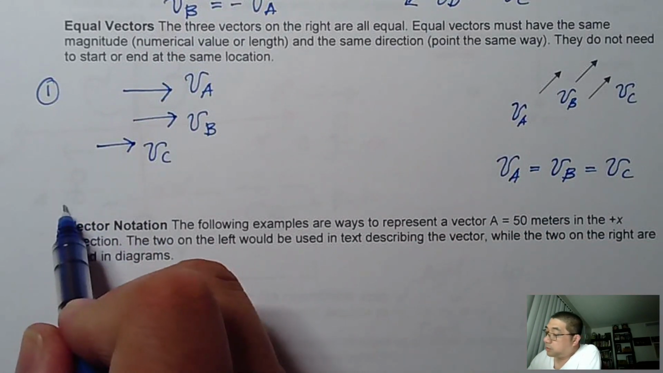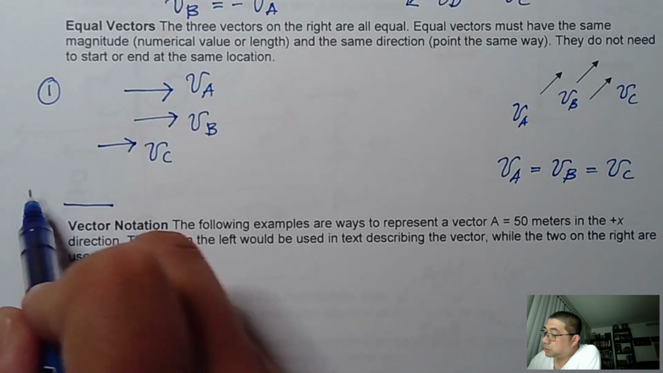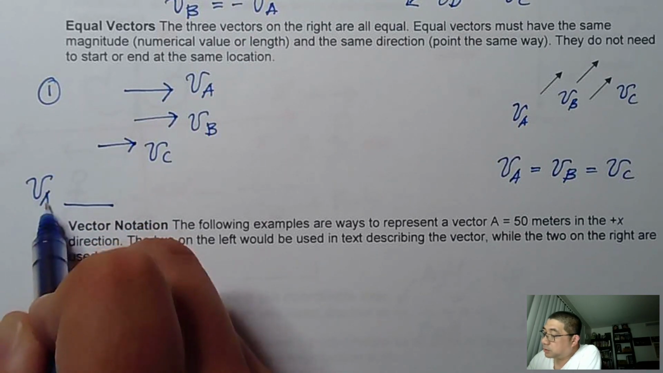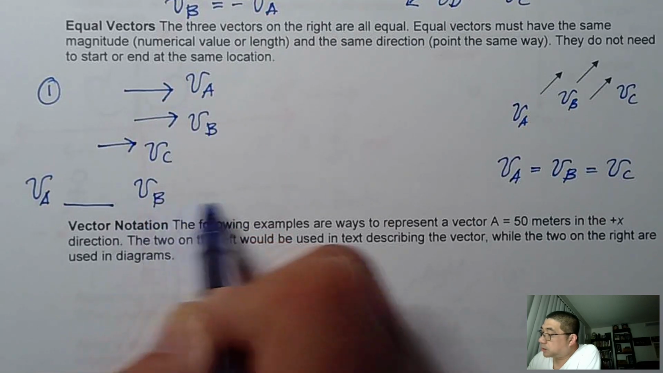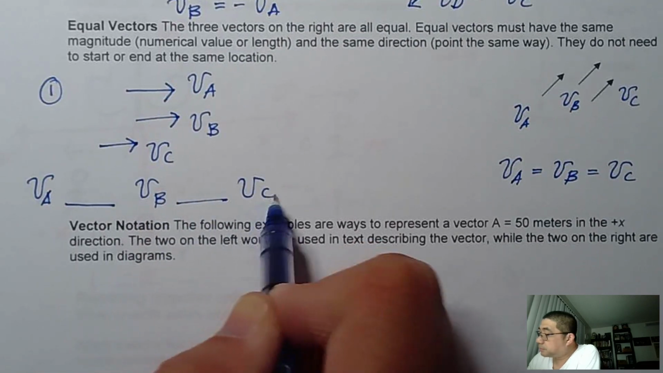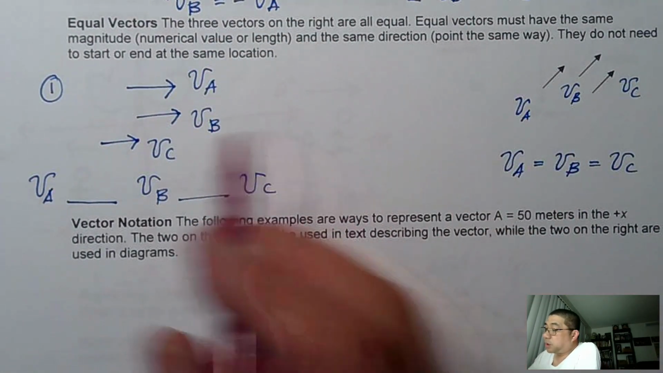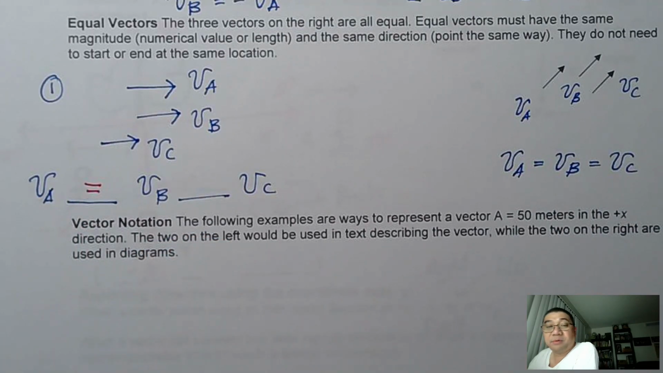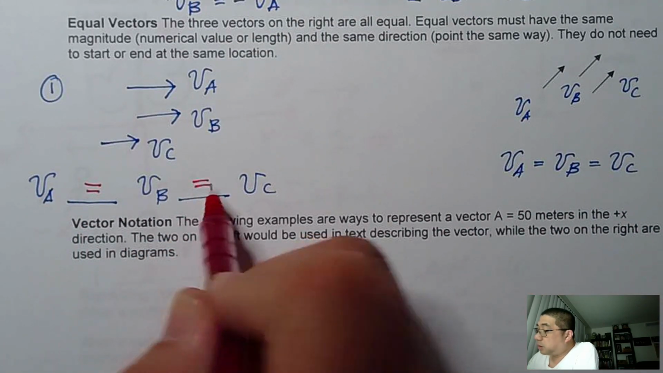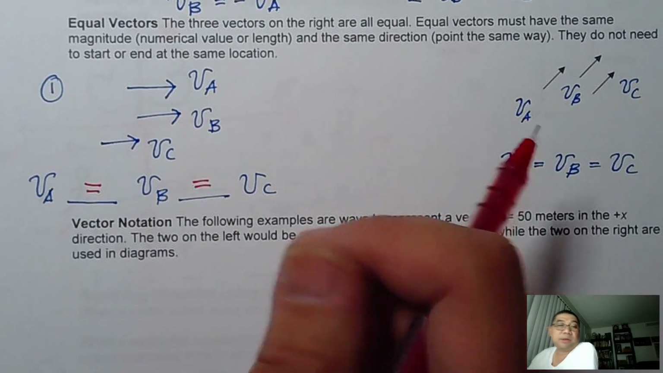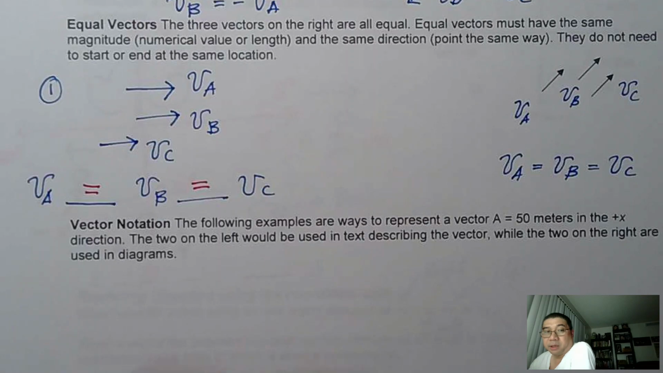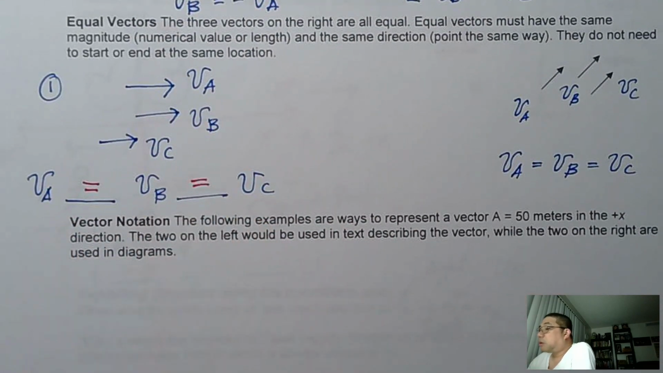So what can you say about vector A, vector B, and vector C? You have to indicate what you observed on the drawing. If you notice that they're all the same, then we can say that VA is equal to VB, and VB is equal to VC. So now we can say that our vectors are identical.